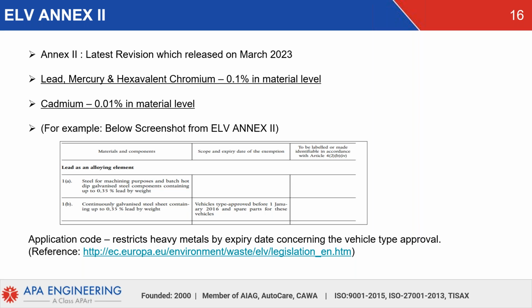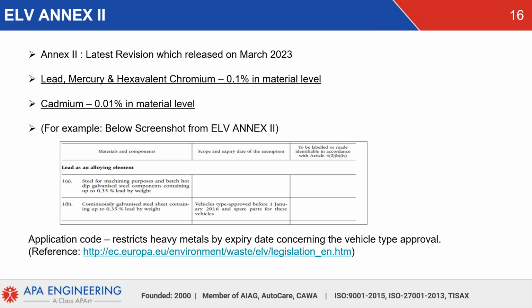However, while manufacturing a car, this is not practically possible. Hence, ELV Annex 2 sets a few application codes which restrict heavy metals by expiry date concerning the vehicle type approval. This also ensures compliance with environmental standards. For example, in the screenshot you are looking at, if lead is used in steels for machining purposes, it should not be used more than 0.35% by weight.